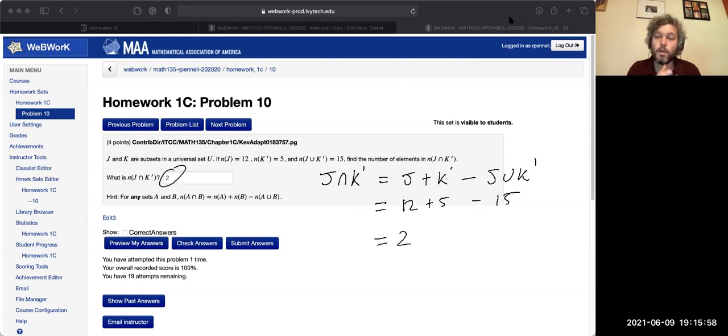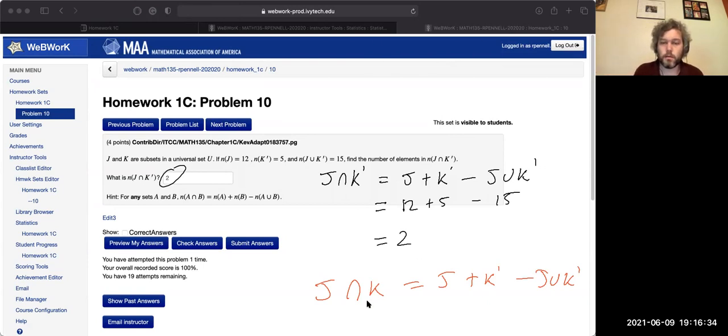Okay. So you can still use the union rule even if you're dealing with complements as long as you're consistent. Notice that K is always the complement. It would not be true in general to say J intersect K equals J plus K complement minus J union K complement. You can't have a complement on 2 of the 3. They have to be consistent. It has to be complements on everything. So if it's K complement, it has to be K complement for everything. Okay. So that is not true. This would not be true. So I would cross that out.